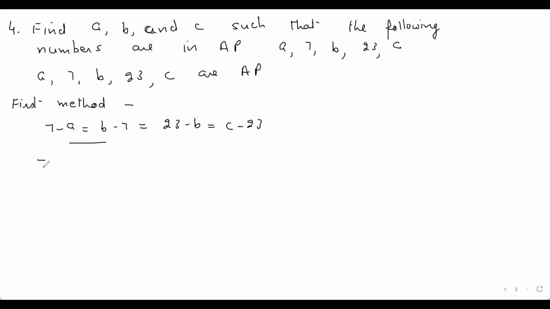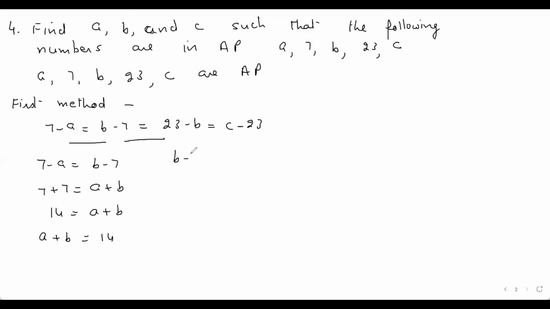So here 7 minus A is equal to B minus 7. 7 plus 7 is equal to A plus B. It means 14 is equal to A plus B. So I have A plus B is equal to 14.